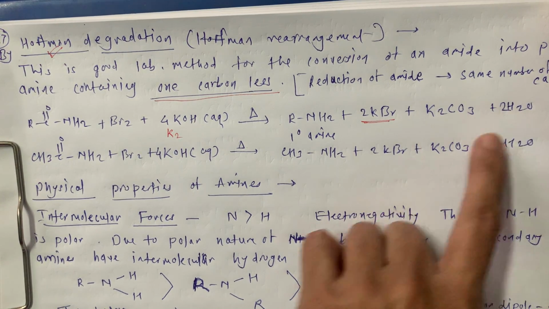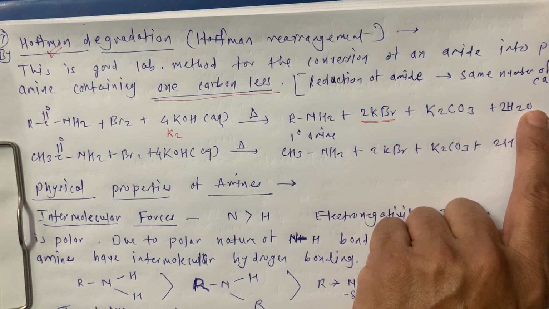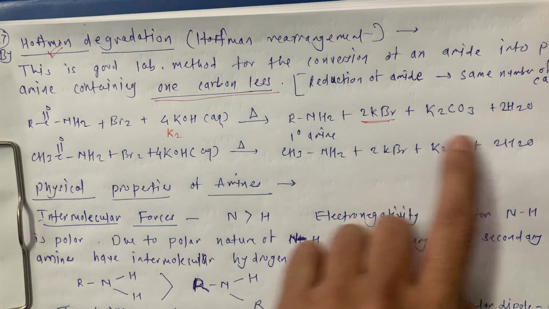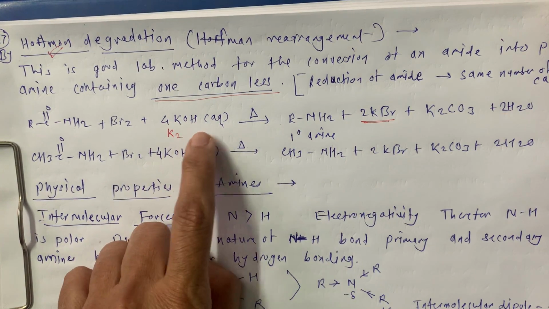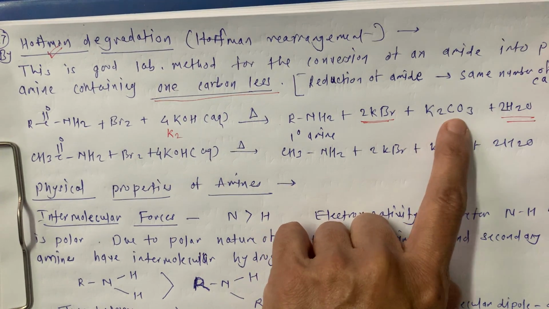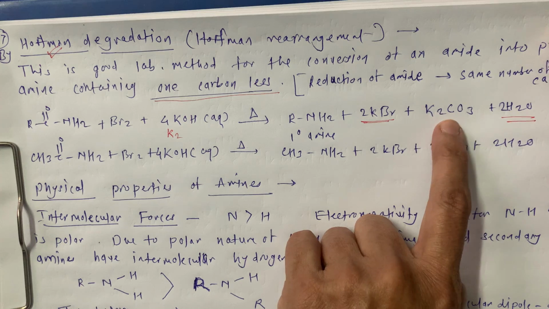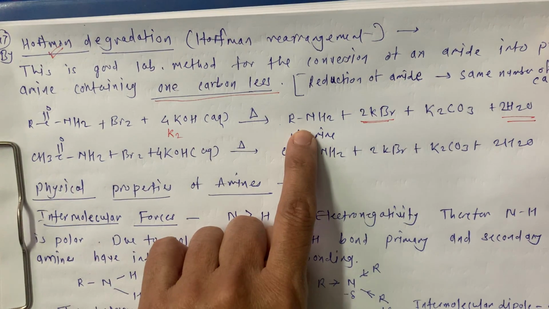And the byproduct is now 2 H2O. Here are the 4 hydrogens, then the remaining 2 oxygens attach to them, so there are 2 H2O. 2 oxygens are used to form K2CO3. So in this way, we get the degradation reaction.